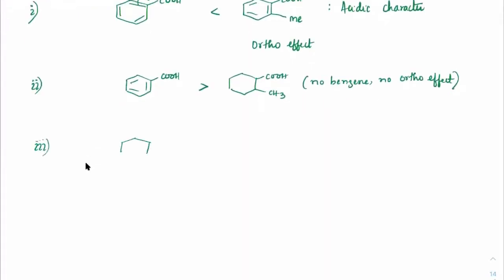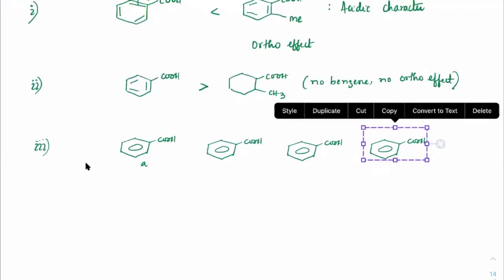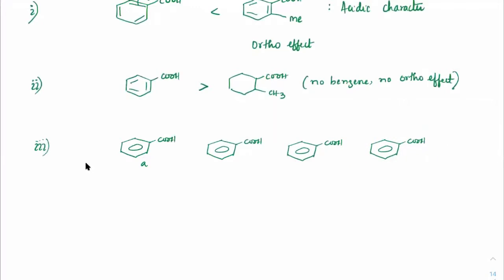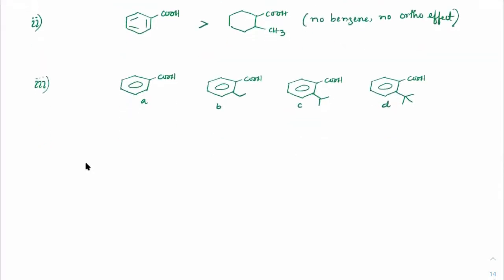Suppose we have benzoic acid to be compared, I'll call this A, and this to be compared with other groups which have some bulky groups at the ortho position. For example, if we have this group, and a group like this, and a group like this. So out of these four groups, A, B, C, D, how is the acidic character here now? D greater than C greater than B greater than A. This is because of the ortho effect. The bulkier the group, the more its acidic character.